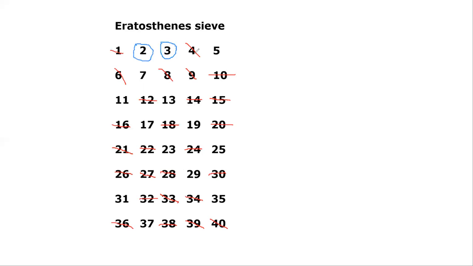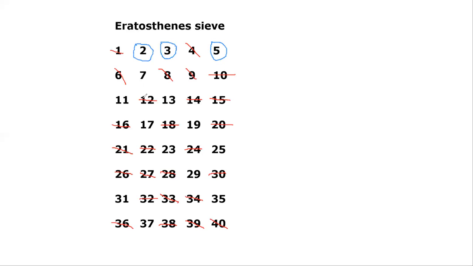So circle the next number that is not cancelled. So the next number that is not cancelled is obviously 5. So you circle. Then immediately you circle 5, the next number that is not cancelled, and it happened to be 5 here, you cancel all the multiples of 5. But 10 is a multiple of 5, but it has been cancelled. Don't waste time to cancel again.